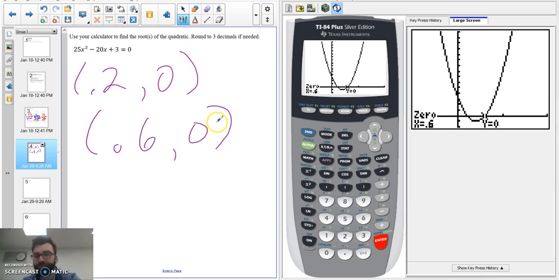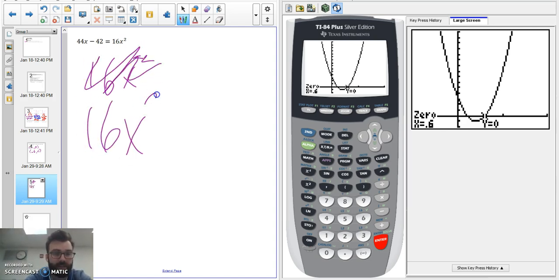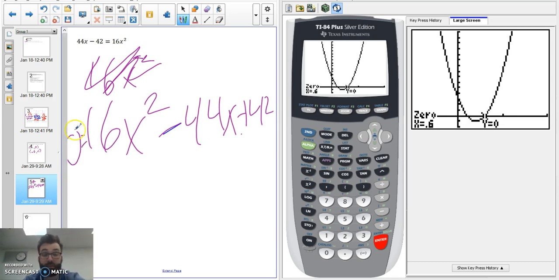Wow. Fun stuff. Again, first thing we need to do is make sure our function is standard form. So I'll move everything to the side with the x squared. So my x squared is positive. I like positive x squareds. All right, let's try that again. 16x squared minus 44x plus 42 equals 0.